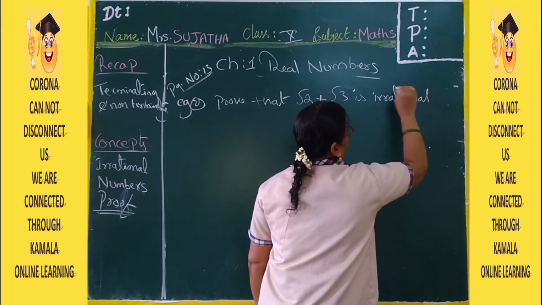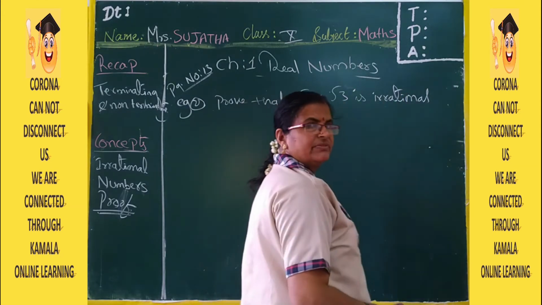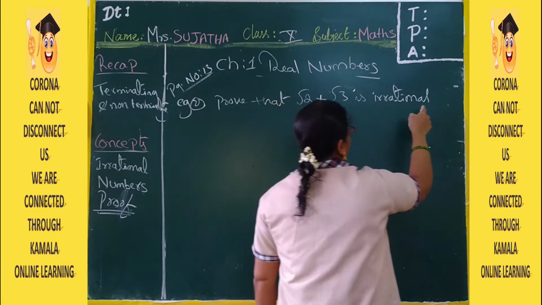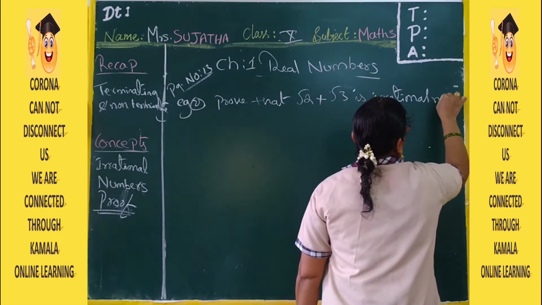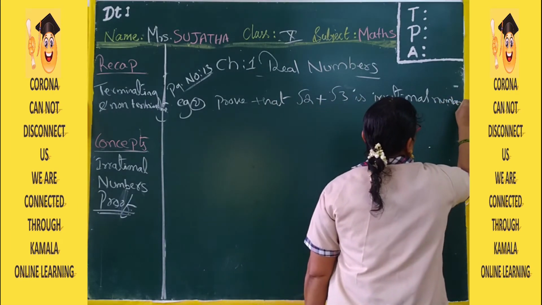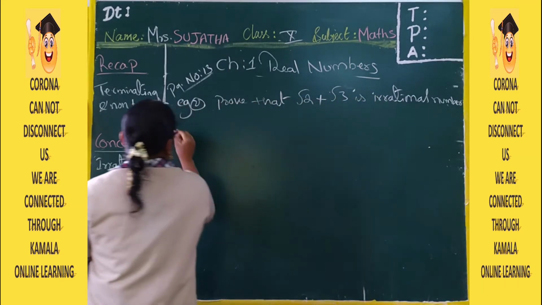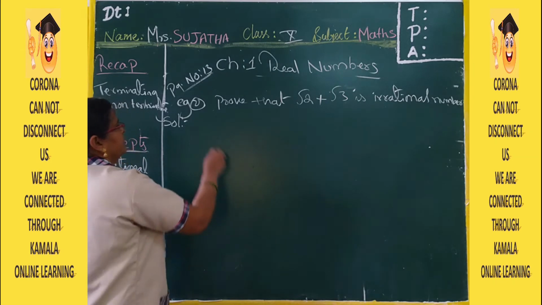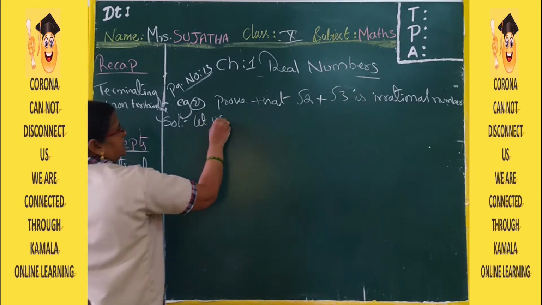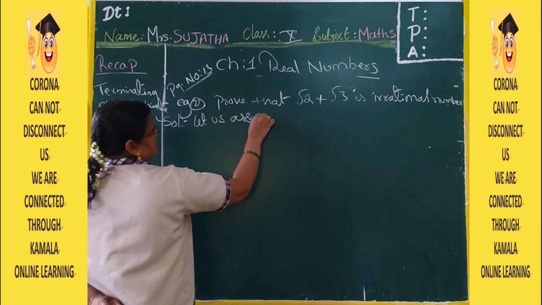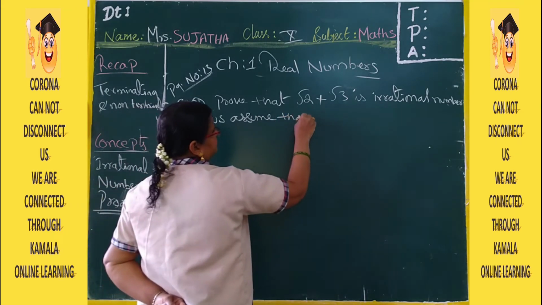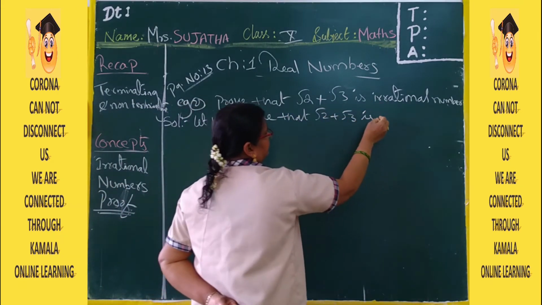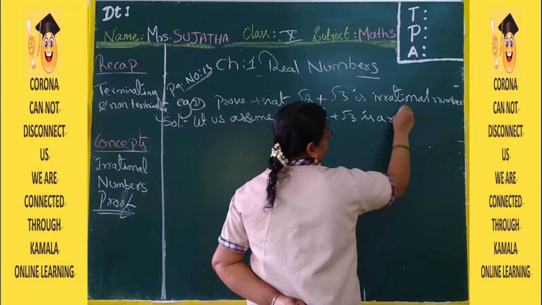Two roots means it will come under 4 marks only. So prove that root 2 plus root 3 is an irrational number. Now, same as we did in the first one, let us assume that root 2 plus root 3 is a rational number.